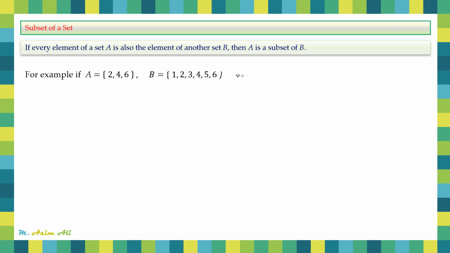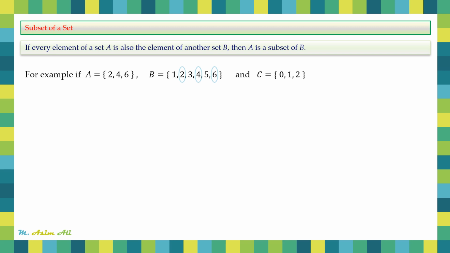Subset of a set. As the name suggests, a subset is a smaller part of a bigger set. So if every element of a smaller set is also an element of another bigger set, then we say that A is a subset of the bigger set B. For example, let us consider set A, which has elements 2, 4, and 6. Set B has elements 1, 2, 3, 4, 5, and 6. And set C has elements 0, 1, and 2.